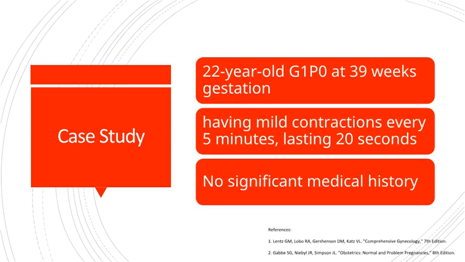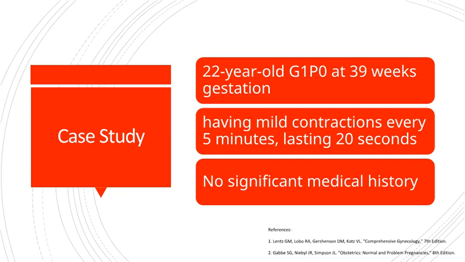We will now discuss a case study. You are assessing a 22-year-old G1 at 39 weeks gestational age. She is having mild contractions every 5 minutes that last 20 seconds. She is otherwise healthy with no significant medical history. What stage of labor is she presenting in? It is not possible to know for sure the stage of labor without assessing cervical dilation. But she is likely in the latent phase of the first stage of labor given the mild irregular contractions.